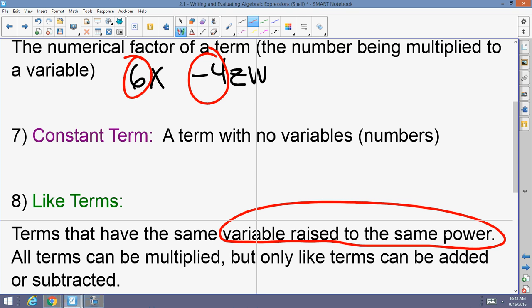What about 2x squared plus 3y squared? You can't add those because they're not like terms. You cannot add 2x squared and 2x cubed because they have the same variable x, but not the same exponents. Great example.